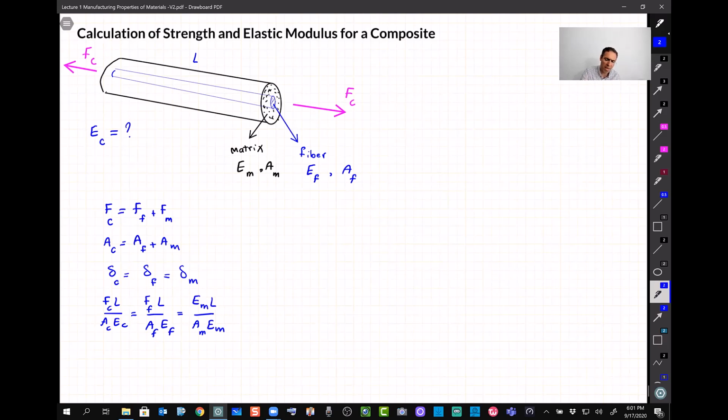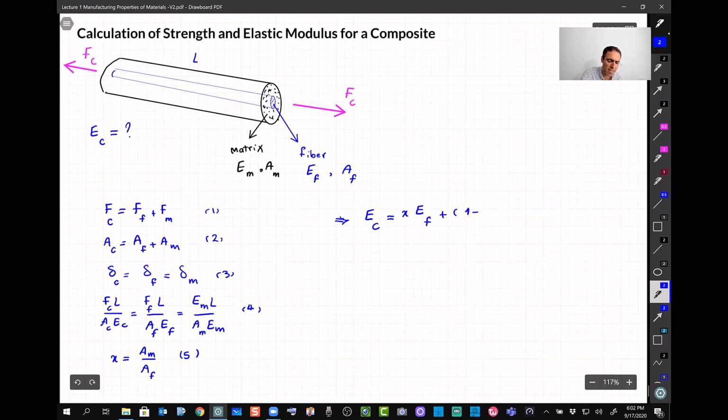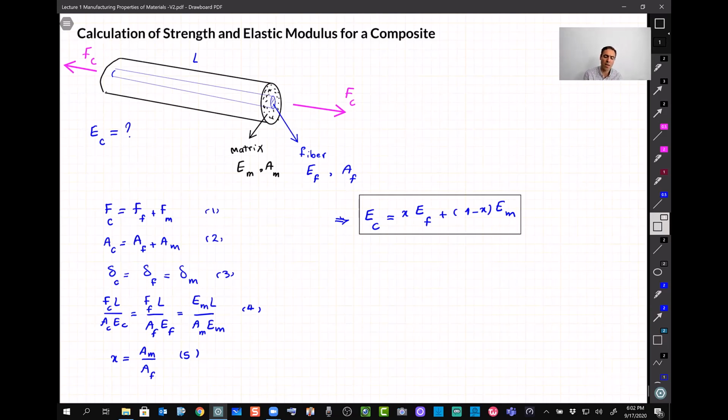Based on this information that we have, like these formulas 1, 2, 3, and 4, and also let's assume that the ratio of matrix to fiber, and also this can be the volume of the matrix to volume of the fiber, let's call it X, like a number. You can call it N or X. If we combine all these formulas, which you can try later, we will get E composite equal to X EF plus 1 minus X EM. Right? So that's basically the modulus of elasticity for composite.